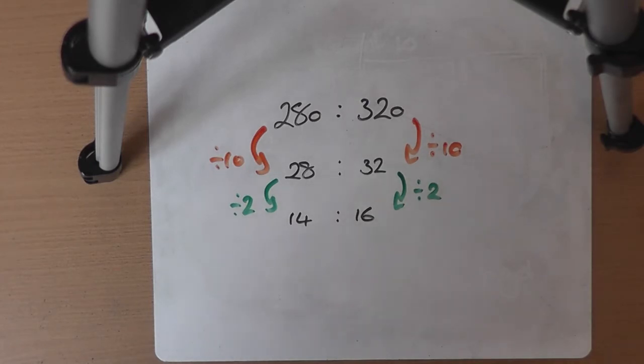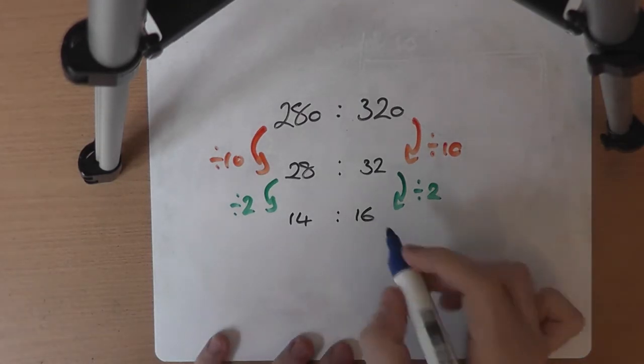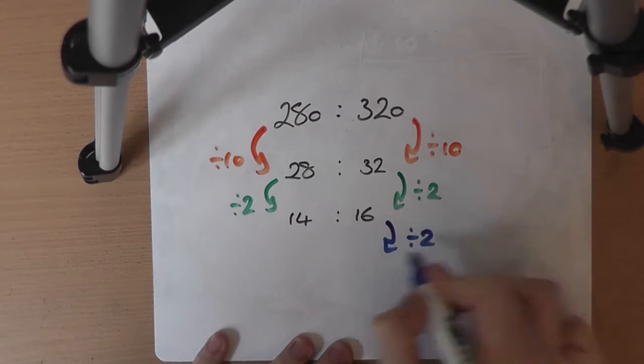Is there anything that they will divide by? Well, they're both still even numbers, so we could divide by 2 again. We could divide by 2 on the left and on the right.